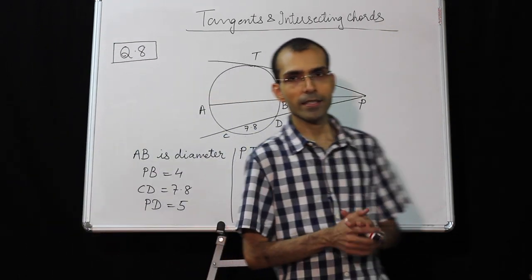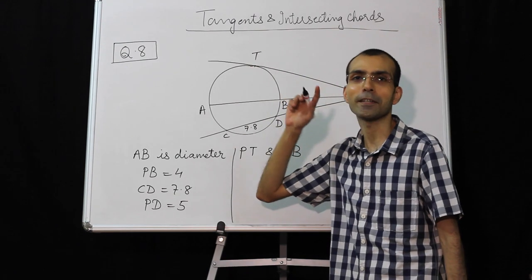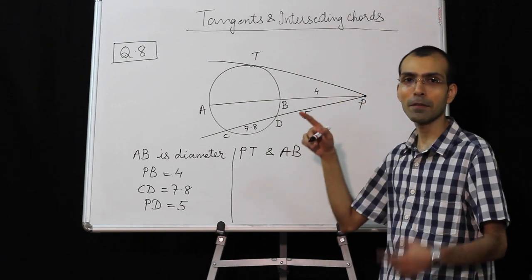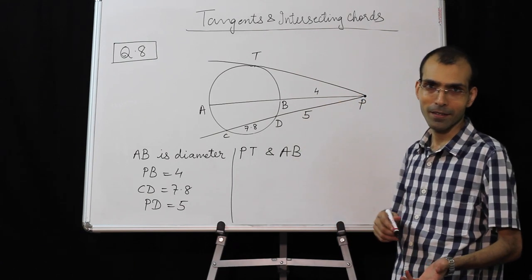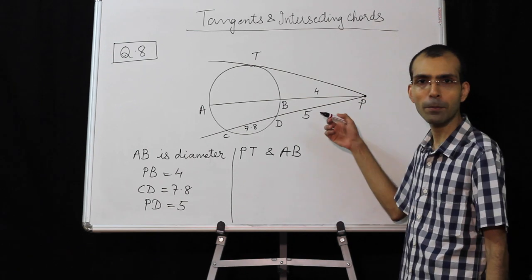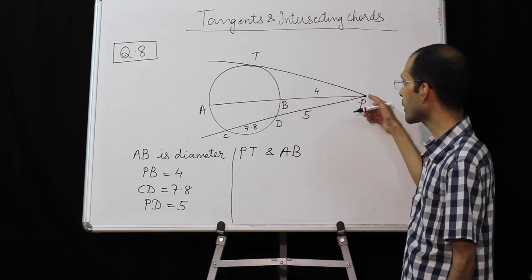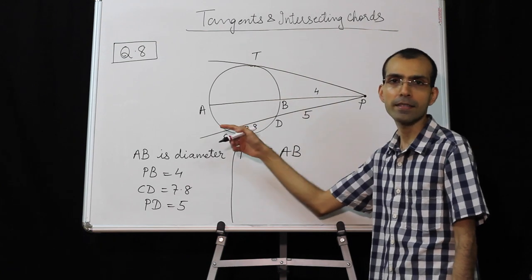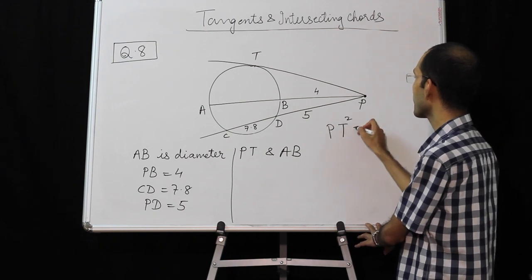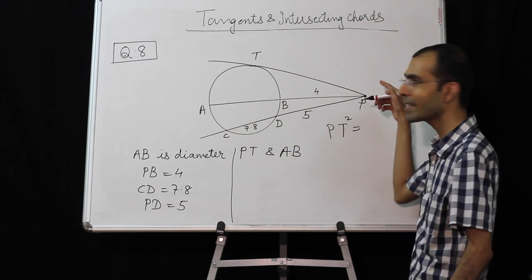Now, recollect, this is an external point. We can see one tangent and we can also see one secant originating from the same point, the theorem which we just covered, the tangent secant theorem. So we can easily apply that, a direct application. So PT is a tangent. From the same point P, PC is a secant. So now look at PT and PC. For the time being, forget AP.